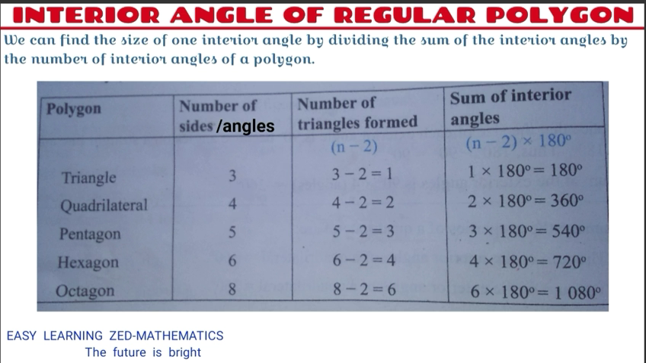Then we have the column for the number of triangles formed. A triangle has 1 triangle in it. A quadrilateral has 2 triangles in it. Pentagon has 3 triangles in it. And hexagon has 4 triangles in it. And octagon has 6 triangles in it. These are the facts you need to know.